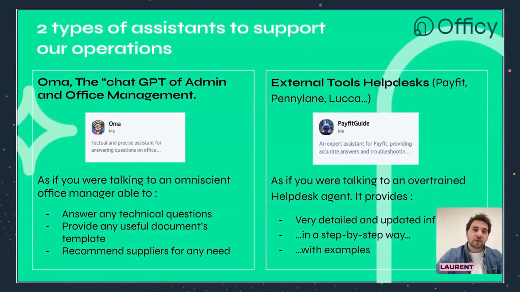So we focused on two types of assistants to support our operations. The first one that we call OMA, for Office Manager Assistant, easy. We built it as the ChatGPT of admin and office management. Basically, OMA is an omniscient office manager, able to answer any question, to provide any information, template, or document about office management, administrative and office management.